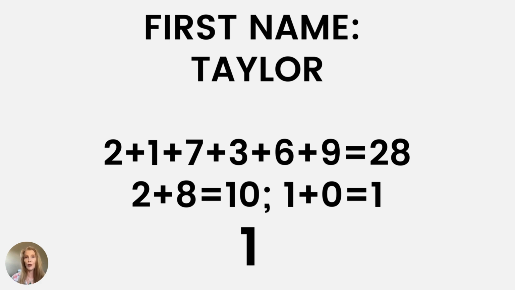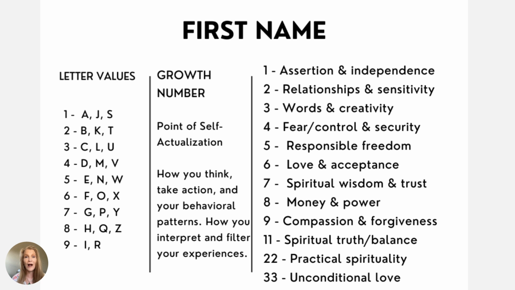We'll do Taylor. Okay. So if your name is Taylor, you can see the math here. We get 28. 2 plus 8 is 10. This can be a little tricky because someone's like, well, I'm a 10. And what does that mean? Well, it means you need to keep reducing. So 1 plus 0 equals 1. And so Taylor has the resonance of a number 1.